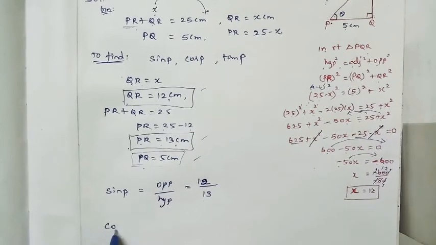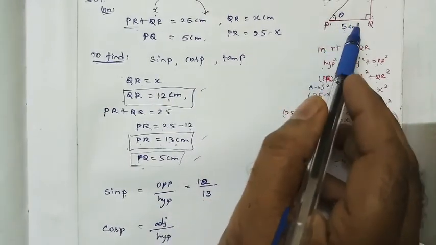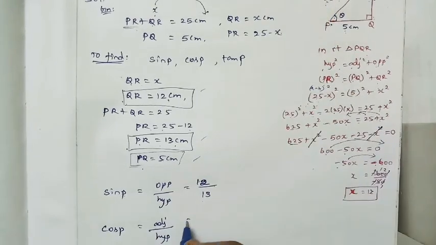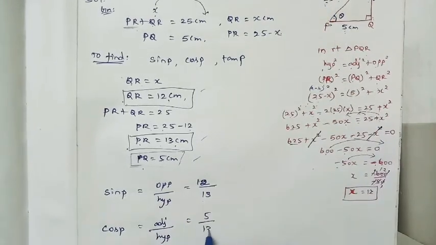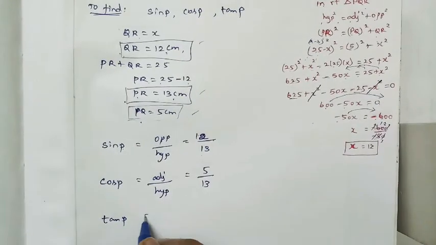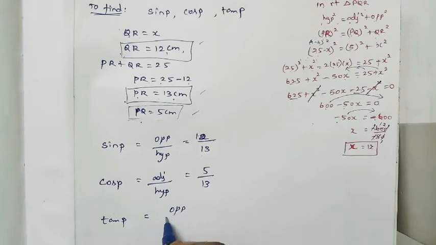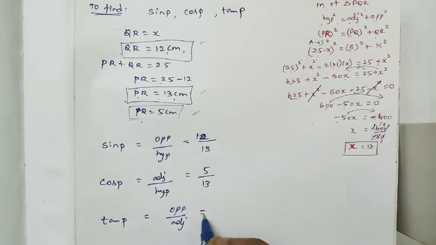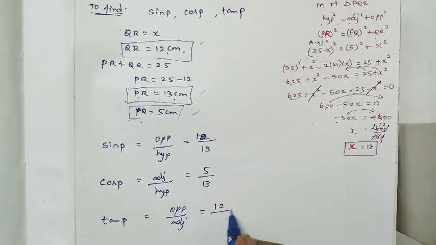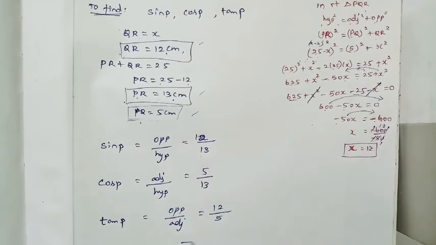Next cos P. Cos P is nothing but adjacent by hypotenuse, right? Adjacent side divided by hypotenuse. So for P, what is the adjacent side? 5 centimeter. Hypotenuse is nothing but 13. So 5 divided by 13, right? Still we want to find tan P also. Tan P is nothing but sin P divided by cos P, or directly you can write it as opposite side divided by adjacent side, right? The opposite is 12 and the adjacent for P is 5, right? 12 divided by 5. That's all.